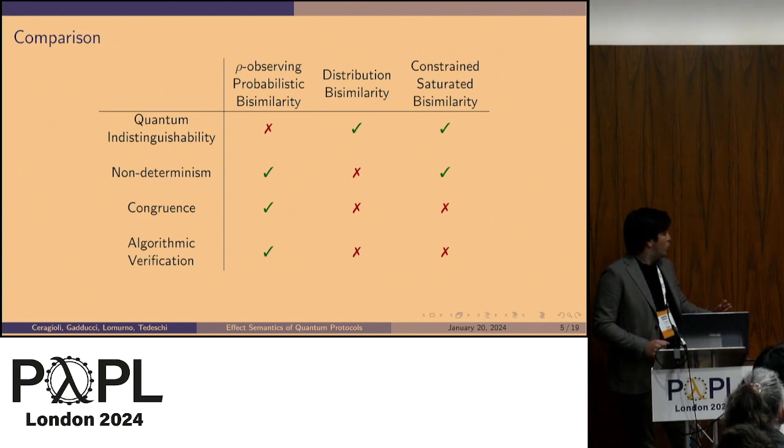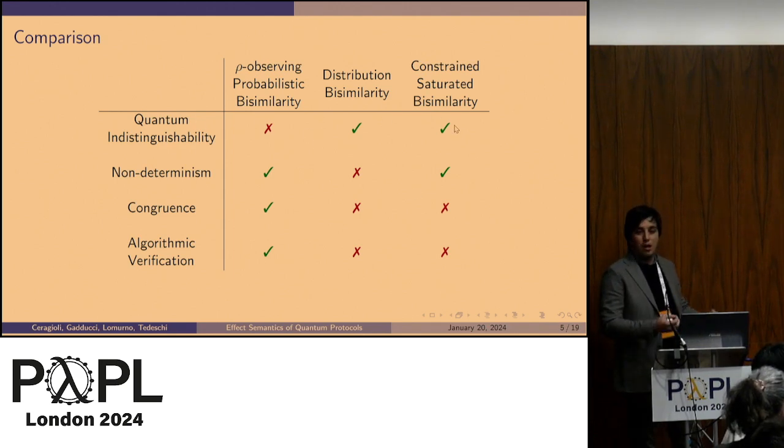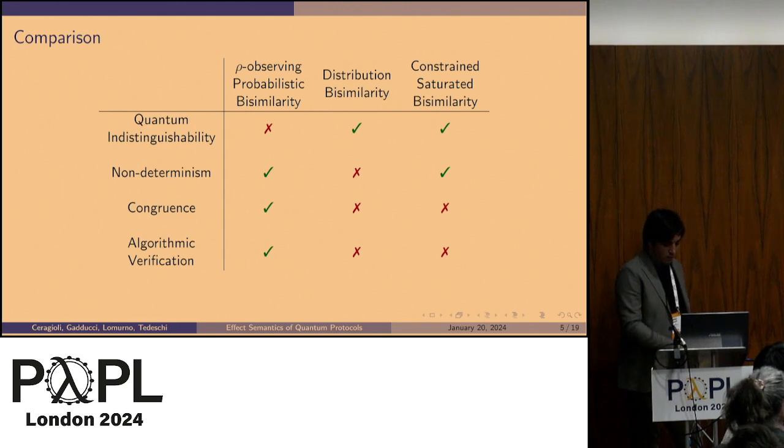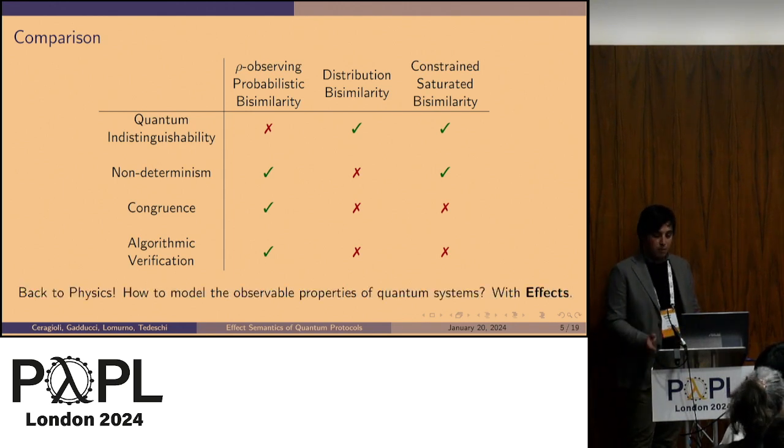So we try a different, more foundational approach. We want to represent them in a new semantic model, and we want, in particular, to represent the correct observational properties of quantum systems. So, go back to physics. How to model the observable properties of quantum systems? Through effects.